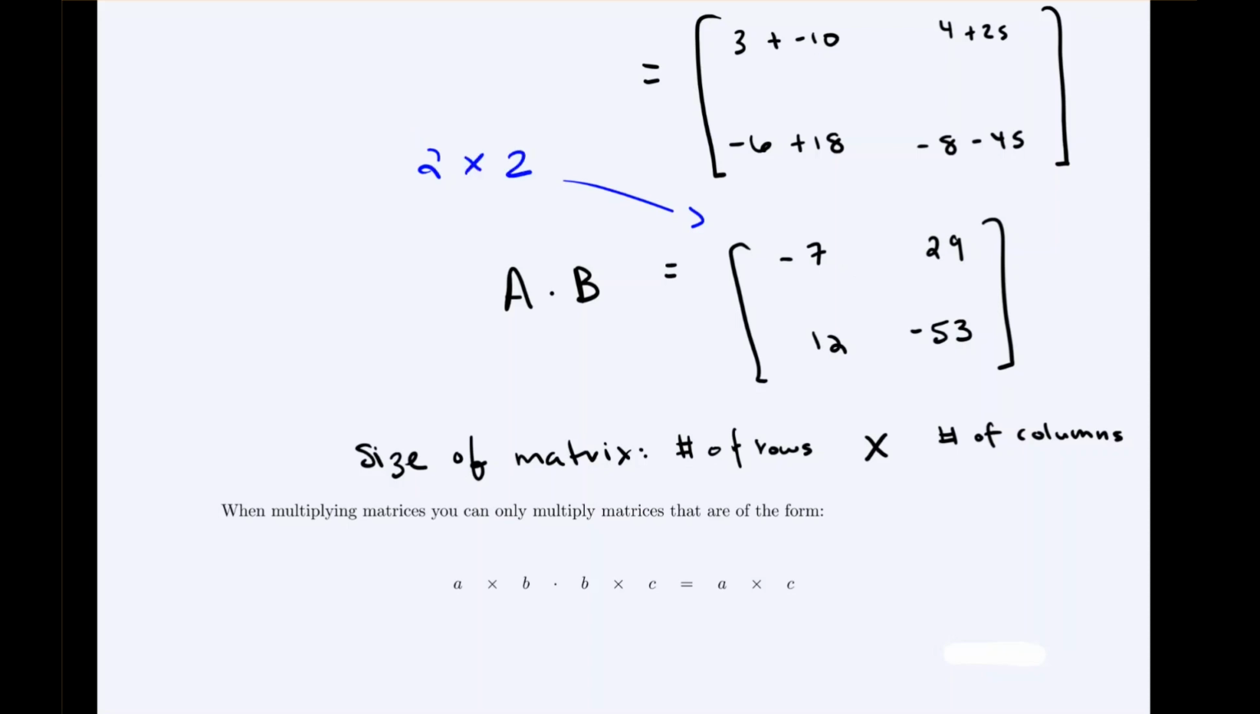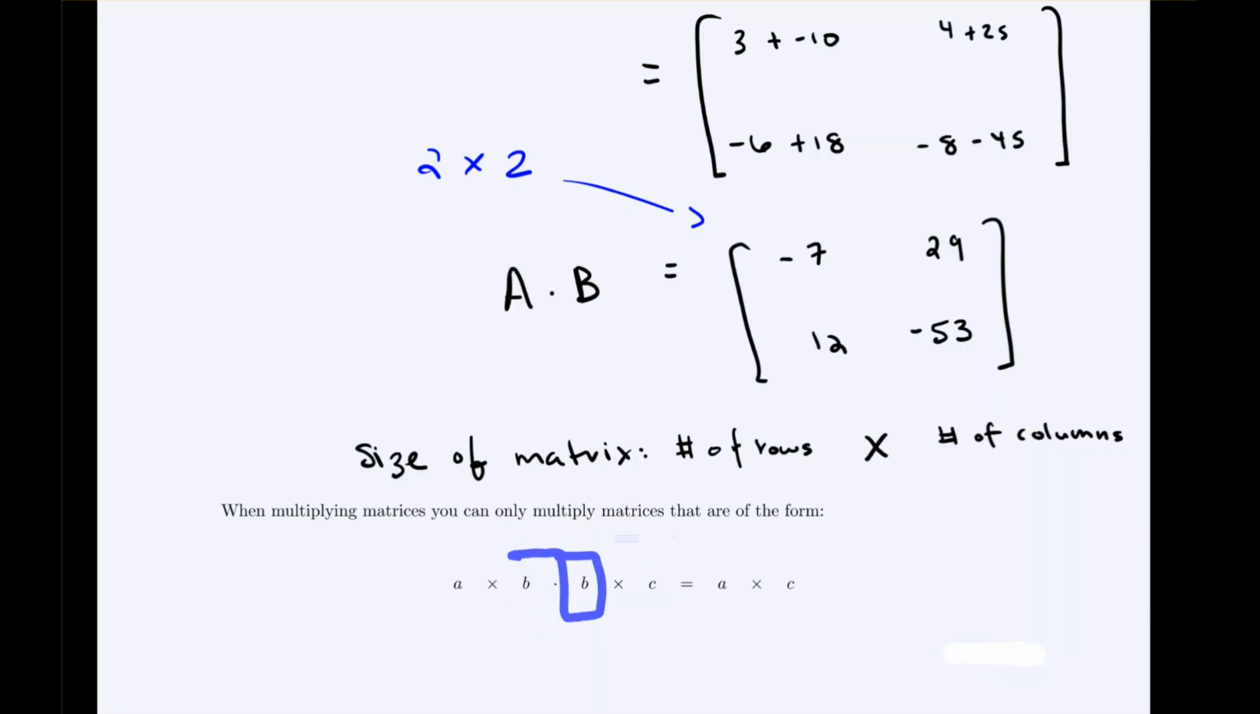And if you know the size of the matrices that you're multiplying, you can know the size of the resulting matrix, and that can be a way that you check your work. So here's the rule. If you multiply matrices, you can only multiply them if the number of columns in the first matrix matches the number of rows in the second matrix.